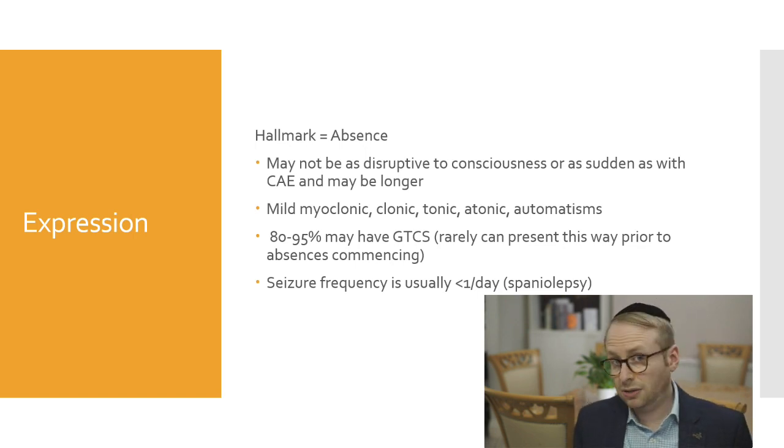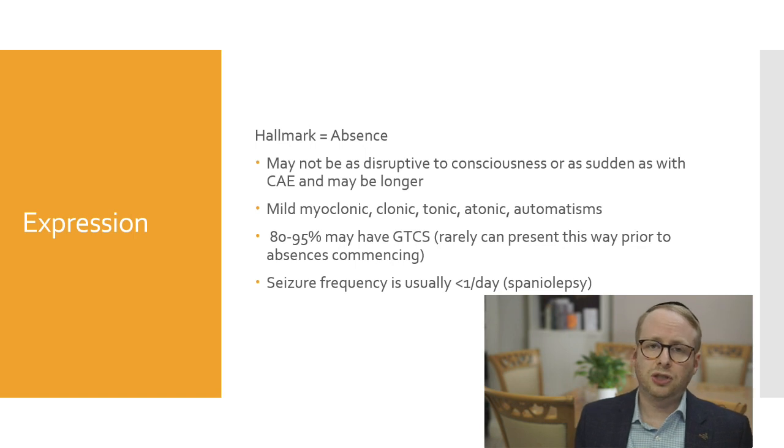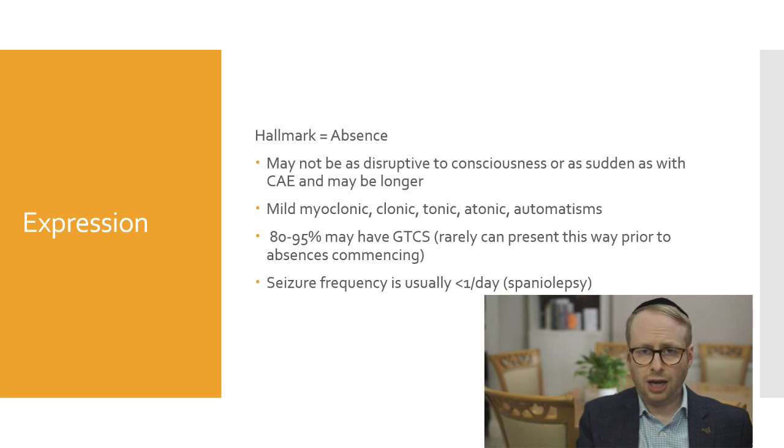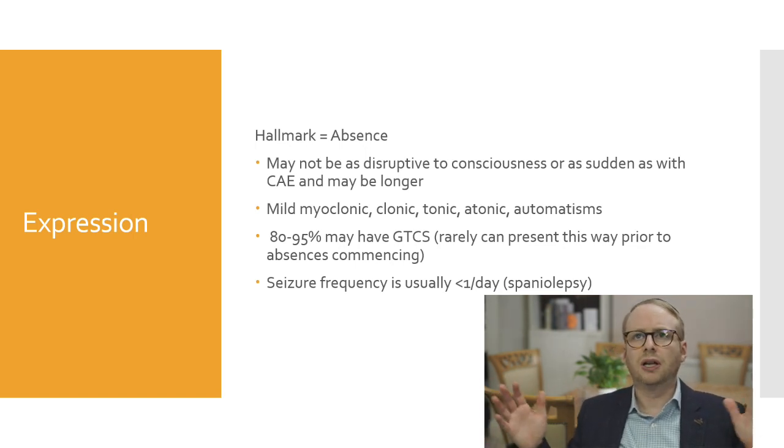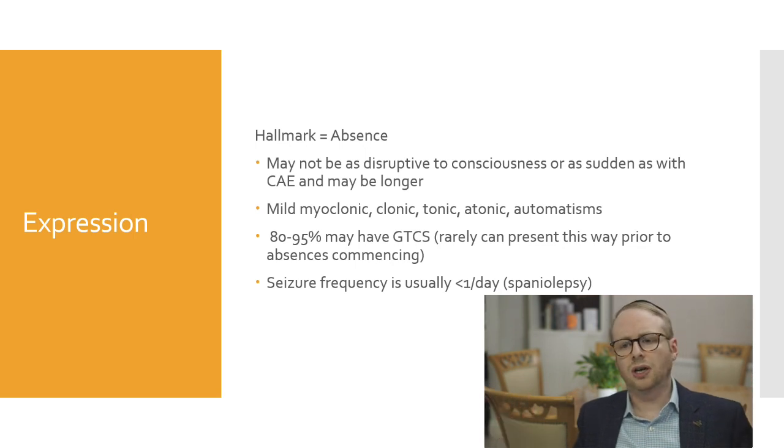About 80 to 95% even of those who have juvenile absence epilepsies may have a generalized tonic-clonic seizure as part of this. In fact, it can even present with this in rare occasions prior to the absences happening. So in contrast to childhood absence epilepsy, where this is quite rare, this is actually quite common for people to have these generalized tonic-clonic seizures. Tonic seizures, the tonic component is where people become very stiff and very rigid, and then the clonic ones are when they start to have rhythmic movements like so.